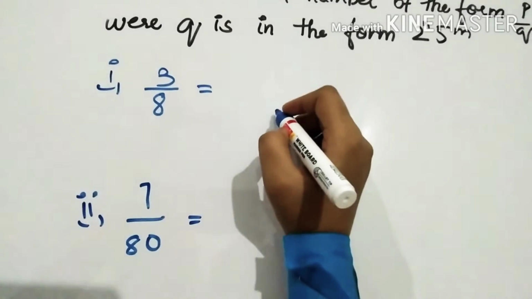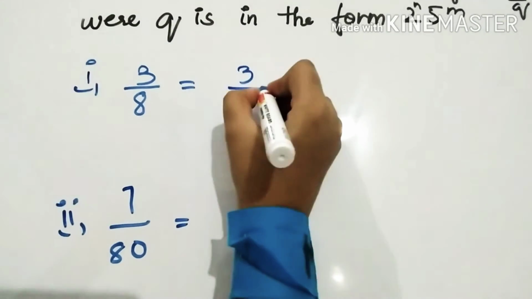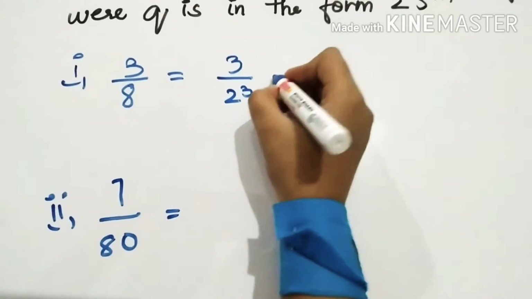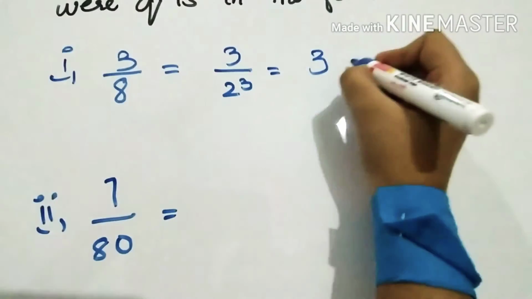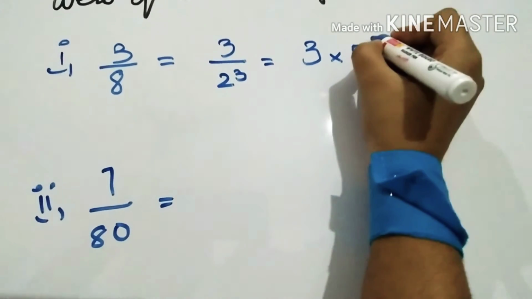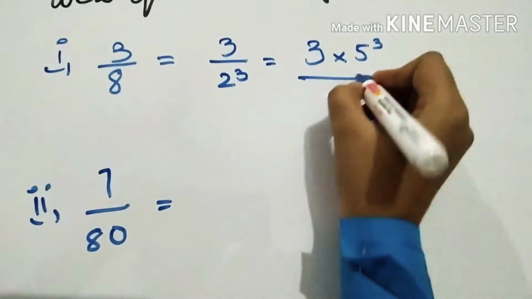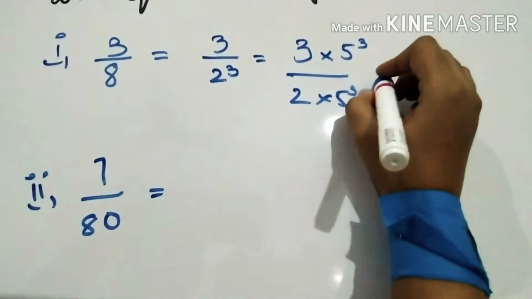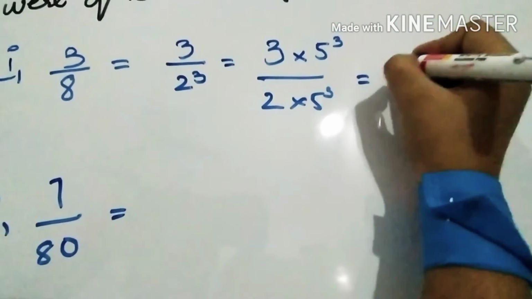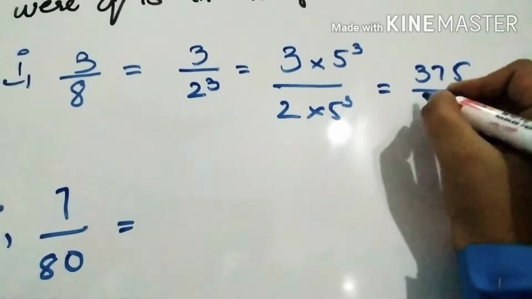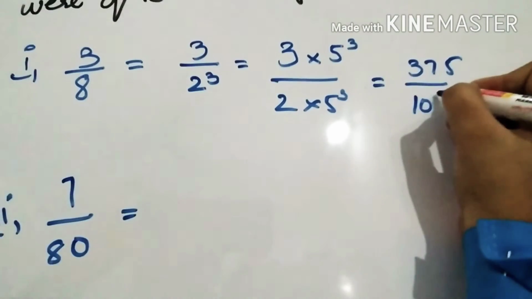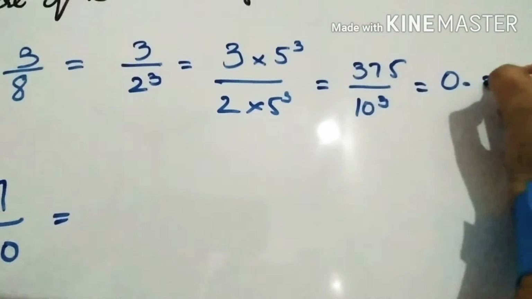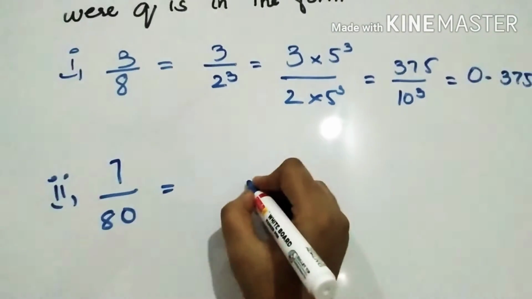So let's start with 3 by 8. 8 we can write as 2 cube. Multiply both numerator and denominator with 5 cube, which gives 3 into 5 cube, that is 375 by 10 cube, which is 0.375.